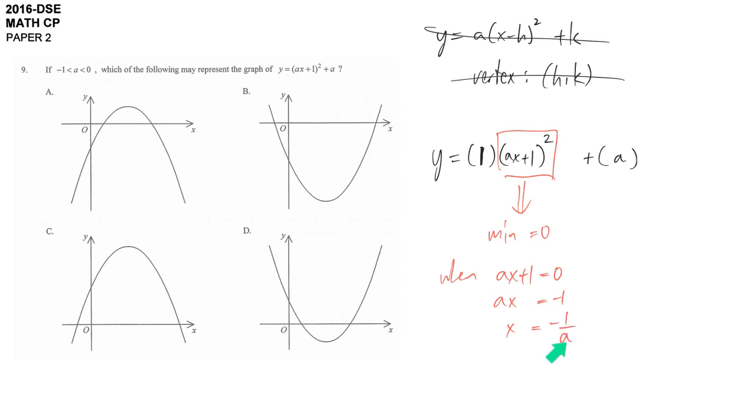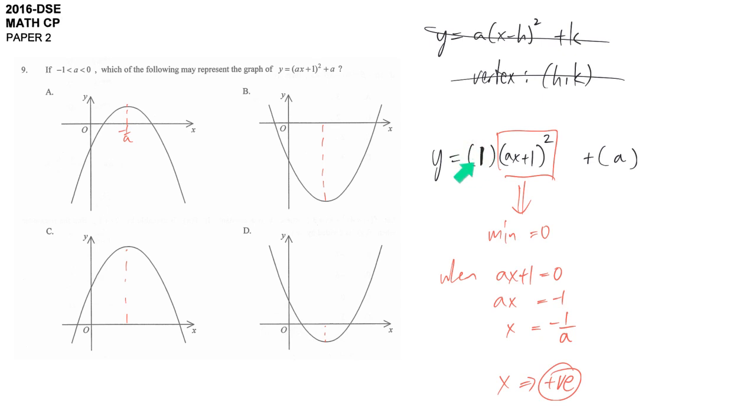And we want to know whether that is on the left hand side or right hand side. So we try to consider the range of a. a is negative. Negative divided by negative will give you a positive value of x. Oh, but you look here, for the vertex we are talking about negative 1 over a. The vertex is on the right hand side of our origin, so it does not help us sort out any answer here. Then we look at another part.